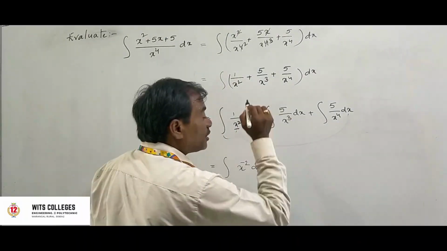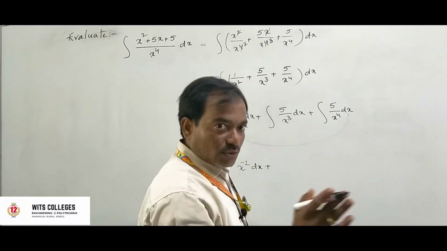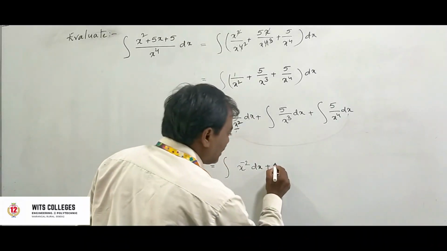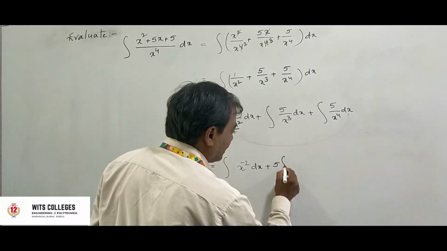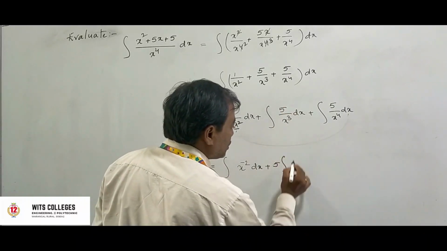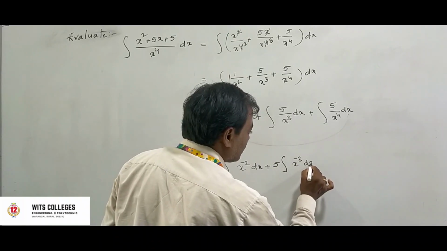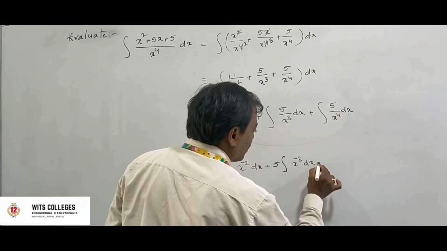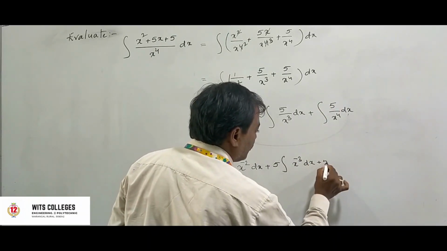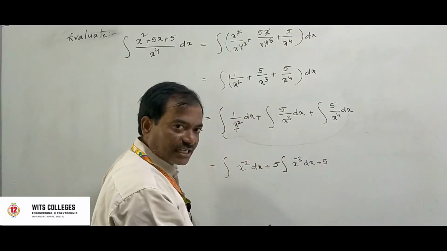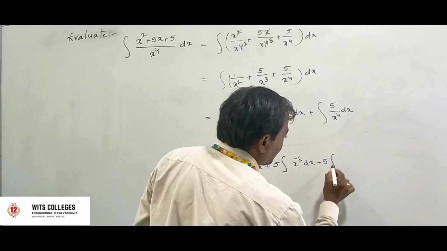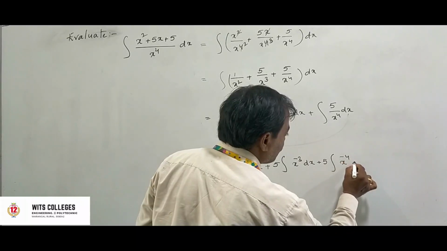Plus, here one constant is there. So we shift the constant outside the integral operator. 5 integral 1 by x cube means we write this as x to the power of minus 3 dx. And here we have one more constant, that is 5. We shift this outside the integral operator. So this becomes x to the power of minus 4 dx.